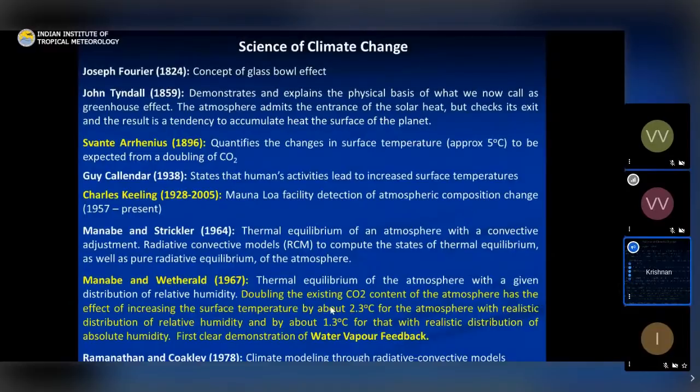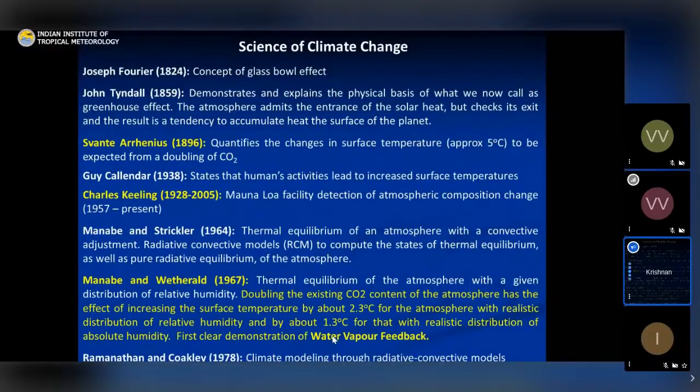They assumed a fixed relative humidity, and they showed what will happen if carbon dioxide was to be doubled in the atmosphere. And more importantly, they showed the water vapor feedback effect. What they showed was that on top of the carbon dioxide, the presence of water vapor is going to double the warming. And so they noted that in the presence of variable water vapor with a realistic distribution of the absolute humidity, the temperature of the planet would increase surface temperature by about 2.3 degrees instead of just 1.3 degrees with fixed absolute humidity.